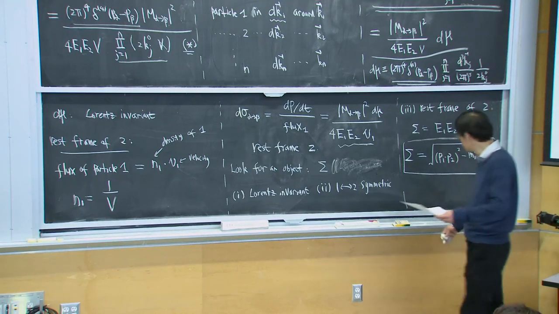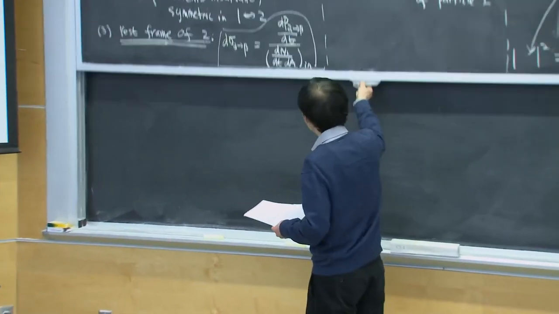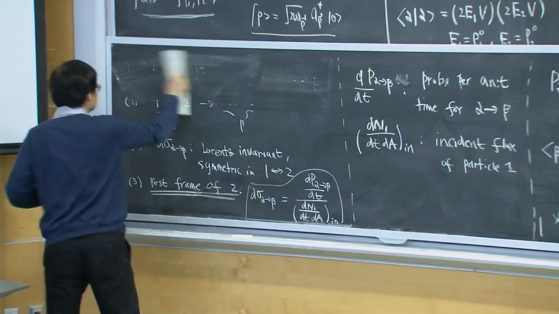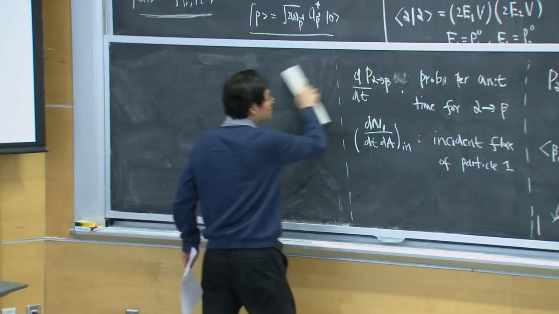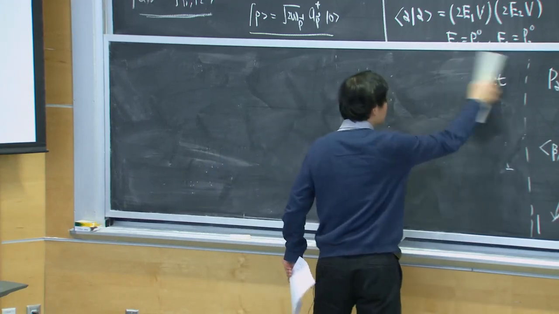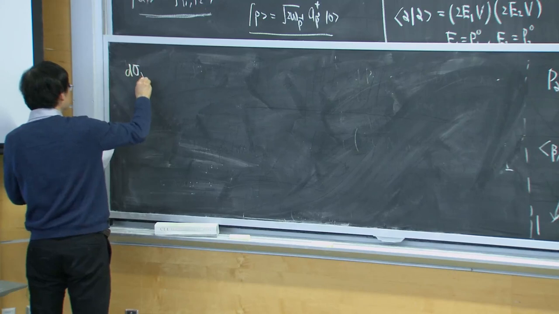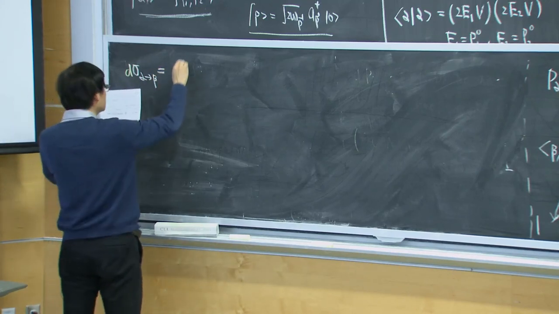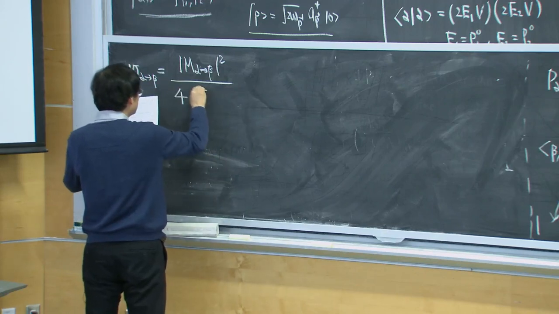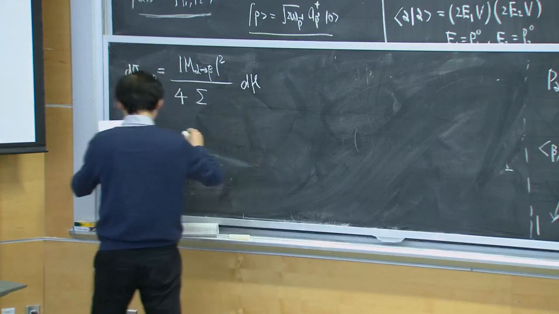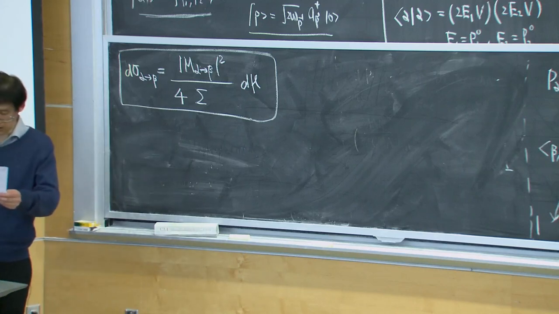Good, so now we almost have our final answer for the cross section, the d sigma for this 2 to n scattering. Now we just collect our final result. We have d sigma alpha beta equal to M alpha beta squared d mu divided by 4 sigma. This is our final answer, and the capital sigma is given by that guy.